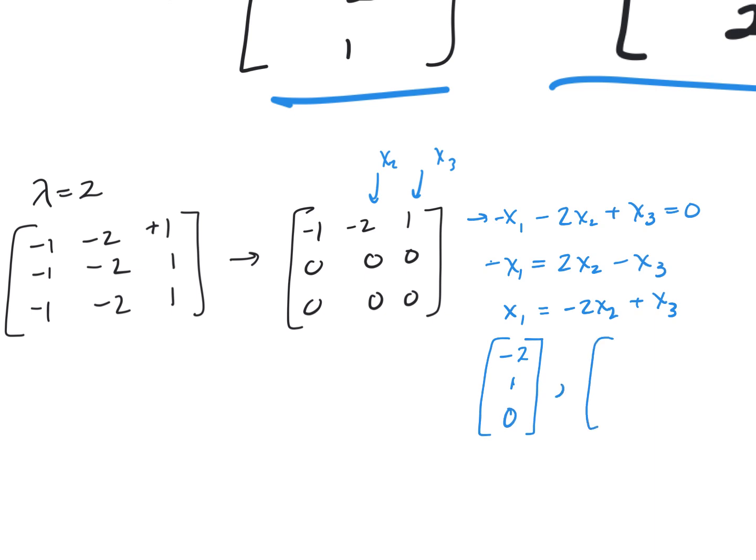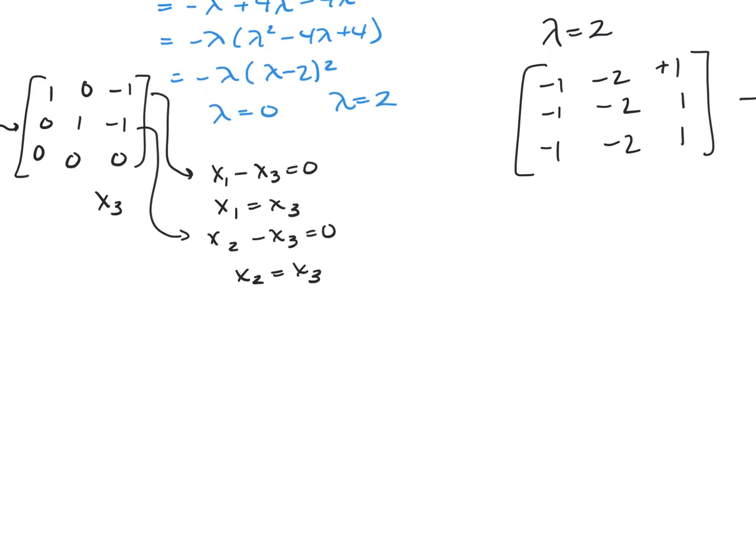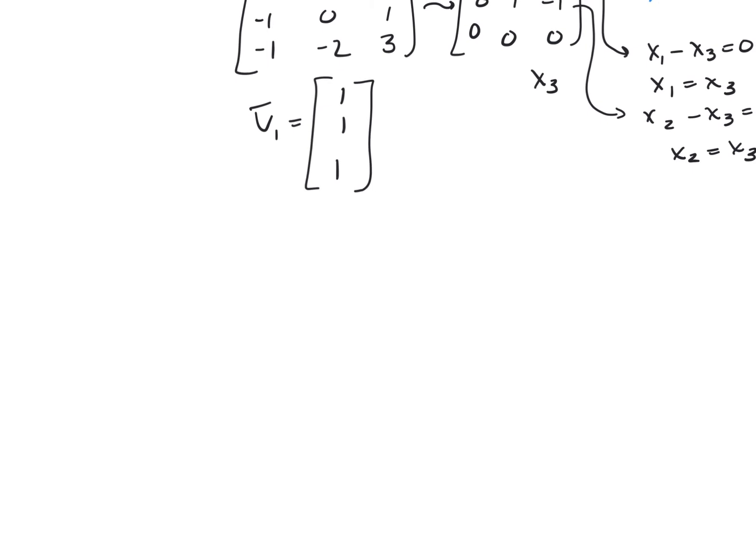My second vector that's associated to this is x sub 1 is 1 x sub 3, 0 x sub 2, because x sub 2 is not in terms of x sub 3, and x sub 3 is in terms of itself. So because I had that multiplicity of 2, I ended up with 2 eigenvectors for the one eigenvalue. All right, so let's take a look at our next example.